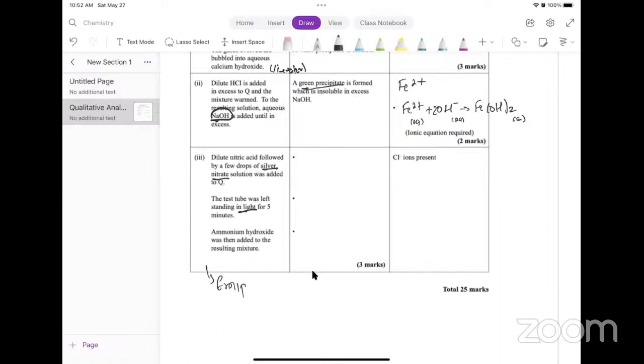Know it has to do with your halide elements. Okay? That's the only reason why they'll give you such information. So once you see silver nitrate, know that silver nitrate is the characteristic test for that. So it says that it was added to Q. Okay. Chlorine ions present. So what they did again, they gave us the reverse.